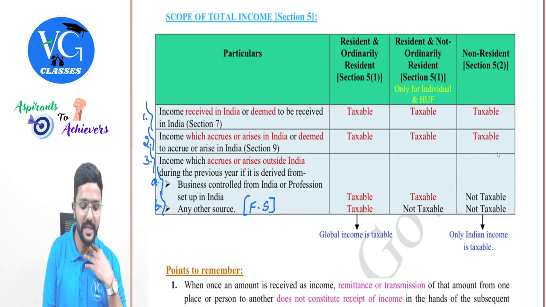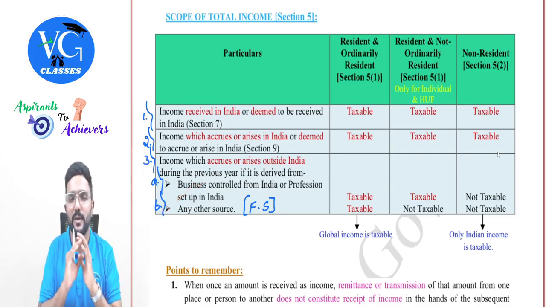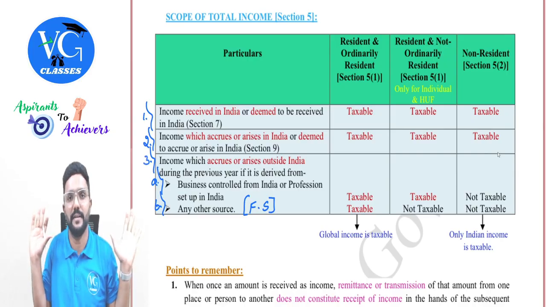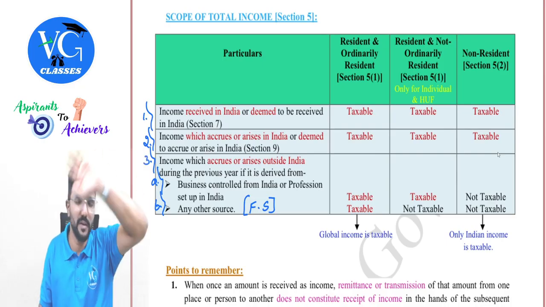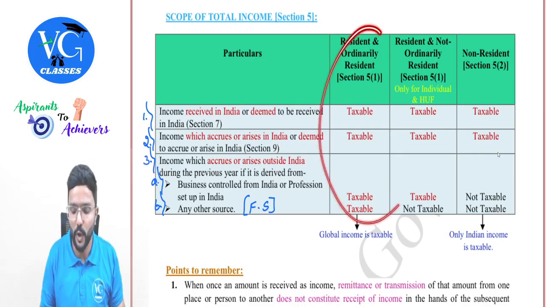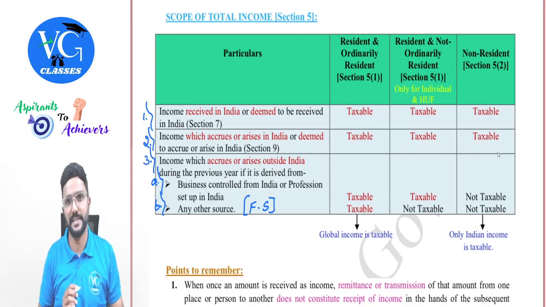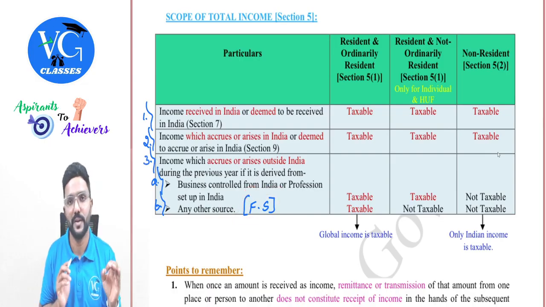Is that clear? Any other source means when income is earned and received outside India, no control, no profession is set up in India. For example, I have earned an income and received it outside India, nothing is in India. Then it will fall in the last case. It will be taxable only if a person is an ordinary resident, guys. So for an ordinary resident, global income would be taxable, guys. Is that clear? And I have written here FS. FS means foreign source. Clear?